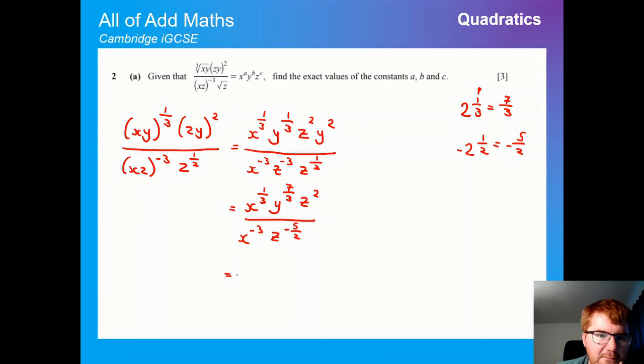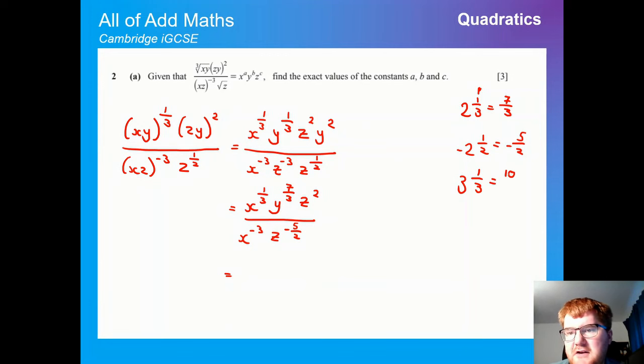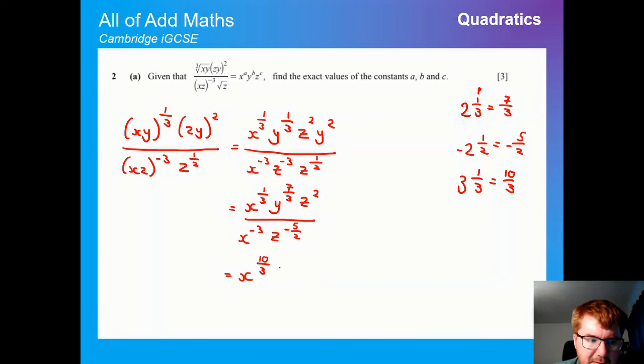Okay, and now we start simplifying. So we've got x to the power of a third minus 3, so plus 3. So x to the power of 3 and a third, which is 10 over 3. You always do these little notes as you go along. There's no reason why not. Y stays the same, so we're happy with that. That's 7 over 3. And then we've got 2 minus 5 over 2. So that's equal to 4.5, that's equal to 9 over 2. So we pop that there as 9 over 2.